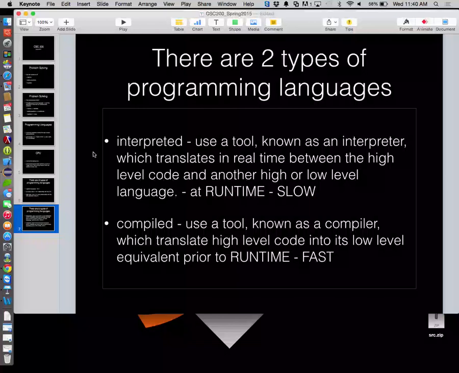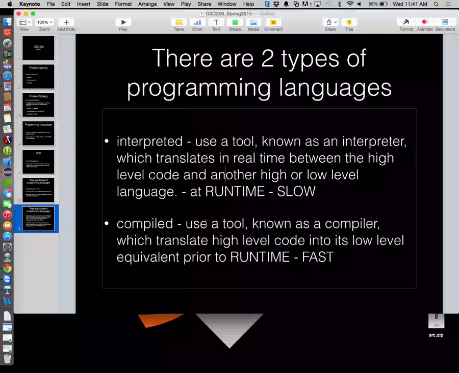at runtime. So an interpreted language is going to interpret the high-level code to low-level code while the program's running in real time, whereas a compiled language will do that ahead of time.